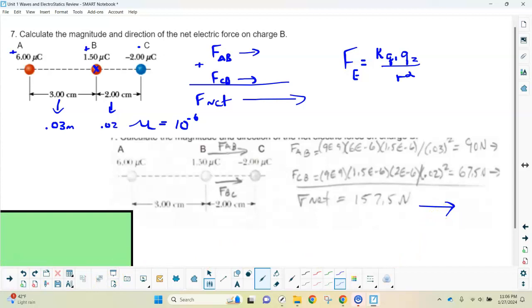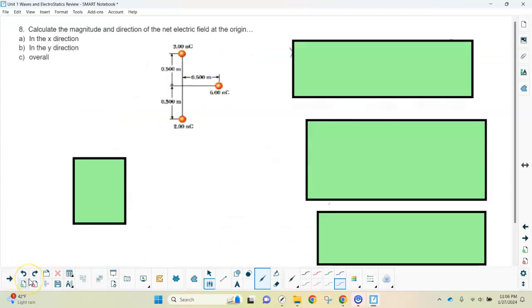And then for the last question on the review, it says calculate the magnitude and direction of the net electric field at the origin. So the origin, I would call this point here, and we're trying to measure the electric field at that point. So the equation for electric field, E is equal to K Q over R squared. So this is the electric field created by a charge at some point away.